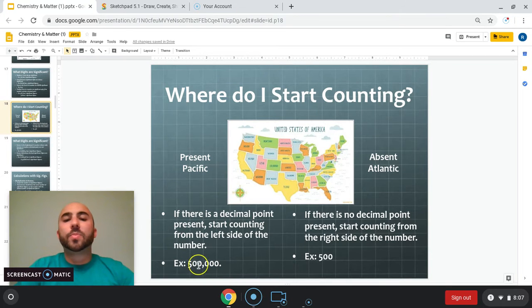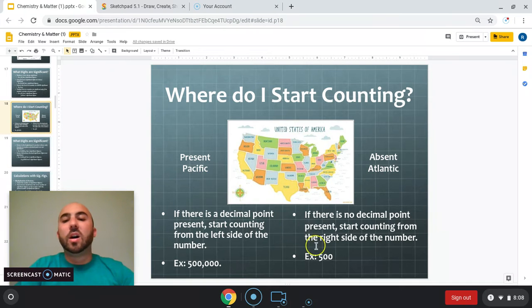So if you look here, I look at this number, and the first thing that I do using the Atlantic Pacific method is I look for a decimal point. There is a decimal point present, so I'm going to count from the present Pacific side. I can begin counting when I get to any number that's not 0. So I have a 1, and it's a 5, so I can begin counting 1, 2, 3, 4, 5, 6. There are 6 significant figures here.